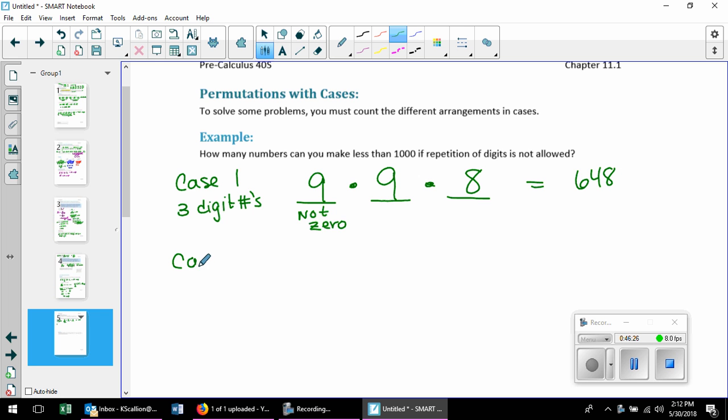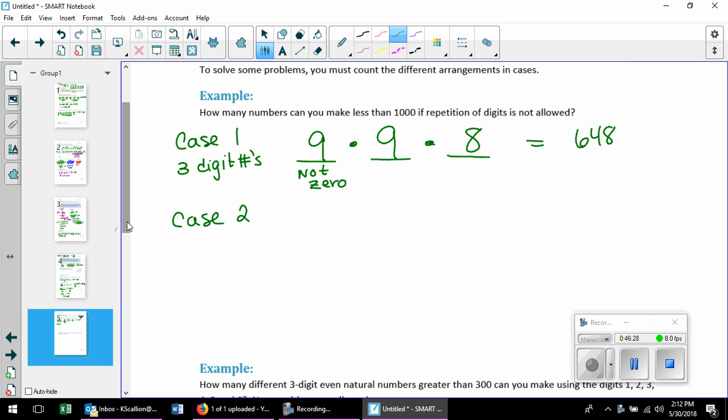So what do you think case 2 is? 2-digit numbers.